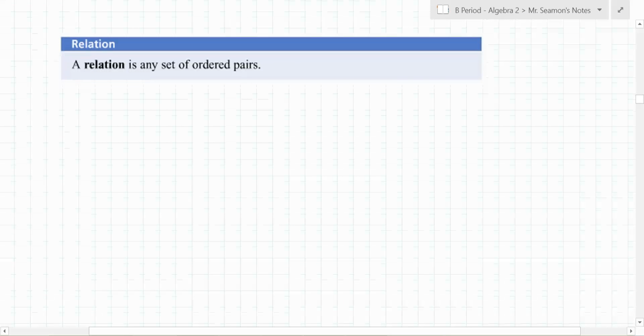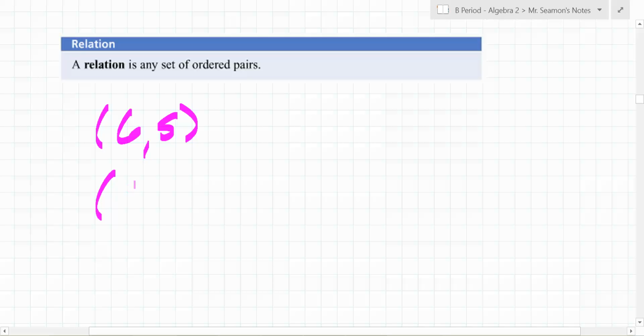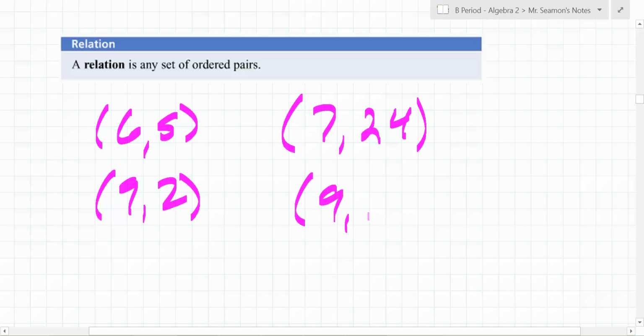So how can you identify relations? Well, what did I tell you a relation was? Any set of ordered pairs. So, give me two numbers. Any two numbers. Just yell out numbers. 6, 5. 7, 24. 9, 2. 9, 51. There you go. Here's some numbers right here.